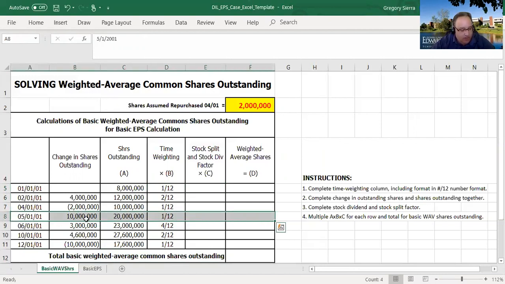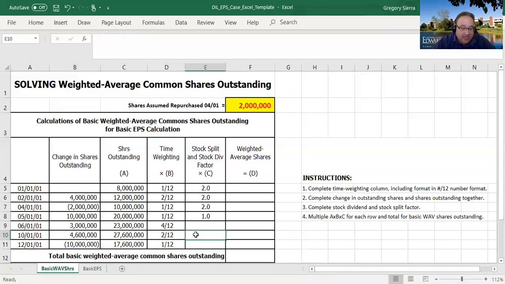This row with the 10 million shares, that is our 2-for-1 split. And the rule is multiply every row above the stock split or stock dividend by the stock split factor or stock dividend factor. So this is a 2-for-1 factor. So in the row of the split, it's 1. Then every row above is 2. All right, now we have to go to the stock dividend, 20% stock dividend, which was in October here.